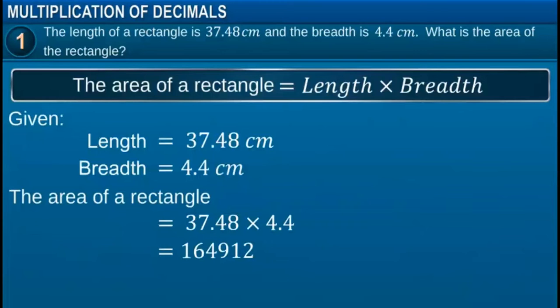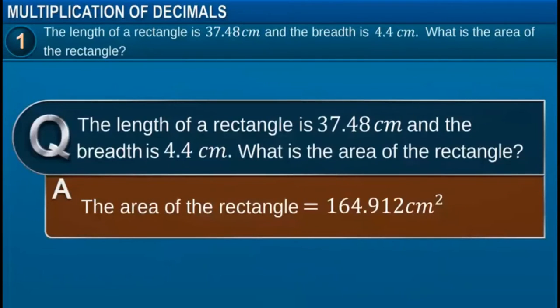Notice that in the original decimal numbers, 37.48 and 4.4, there are altogether 3 decimal places, or 3 numbers after the decimal point. Place the decimal point 3 places from the right to the left in the answer. Therefore, the area of the rectangle.